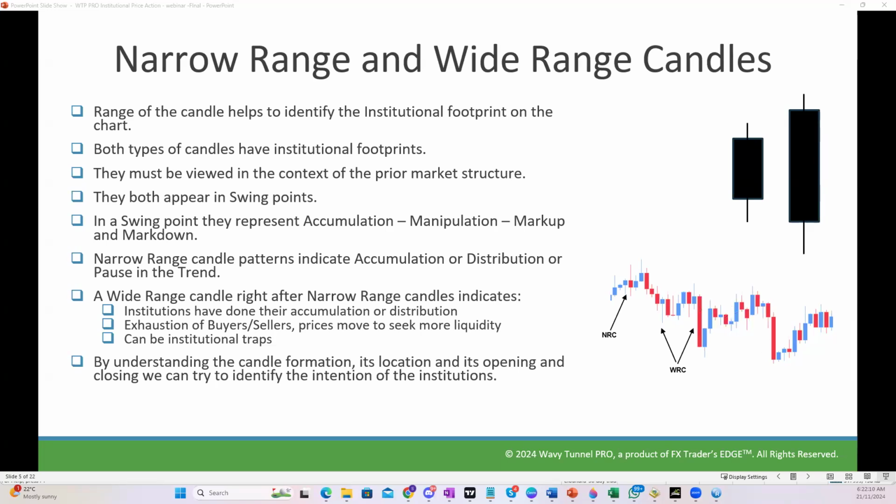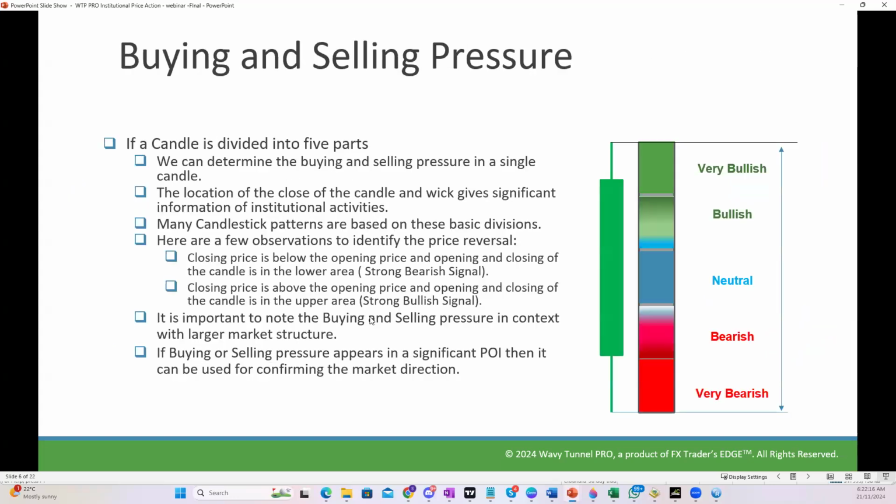Okay. Now let's go to the next slide. And this is my favorite tool, which I use to try to understand every single candle every single day.